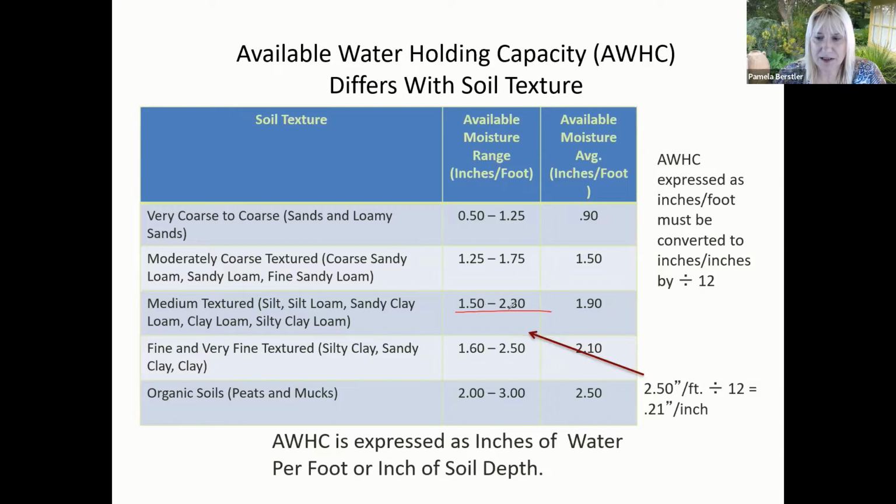So just to do a quick example of that, let's go to this one here. We have 2.5 inches of water per foot of clay soil. If we divide by 12, we find out that we have 0.21 inches of water per inch of clay soil. So divide by 12 when you see this, if it isn't already converted. So just check to make sure.